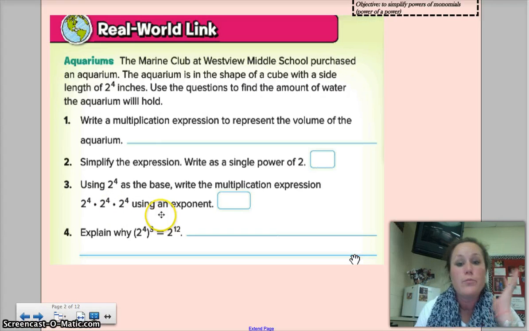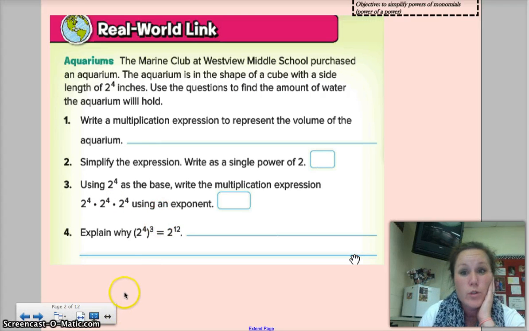All right, so first thing we have is a real world link. The Marine Club at Westview Middle School purchased an aquarium. The aquarium is in the shape of a cube with a side length of 2 to the 4th inches. Use the equations to find the amount of water the aquarium will hold.